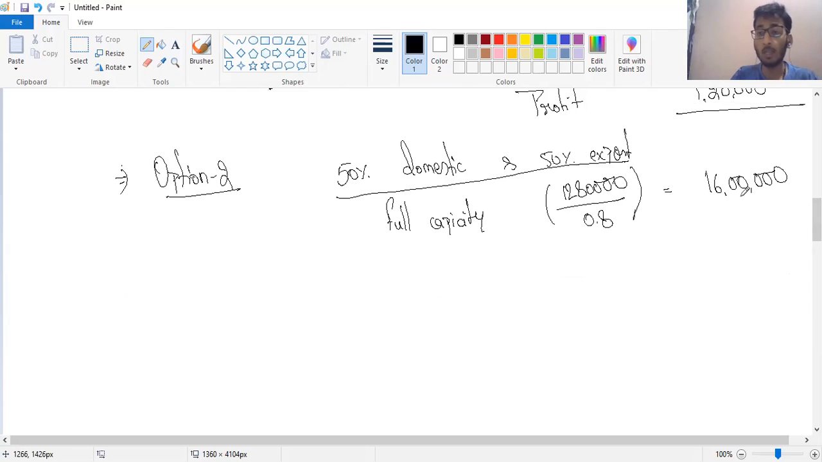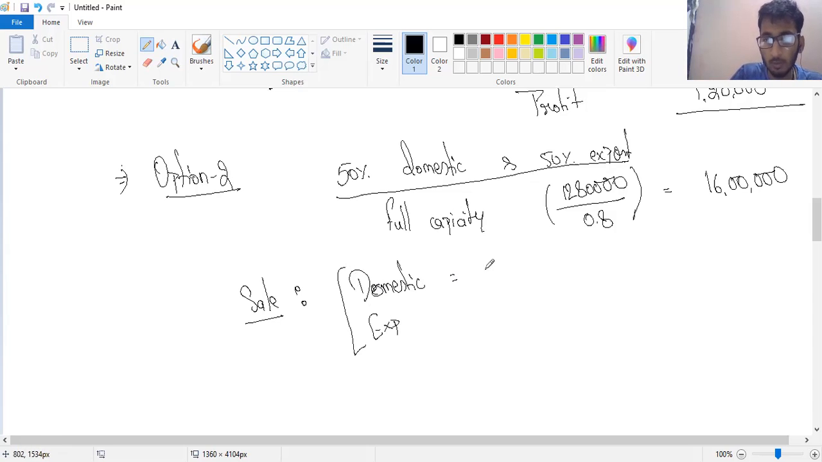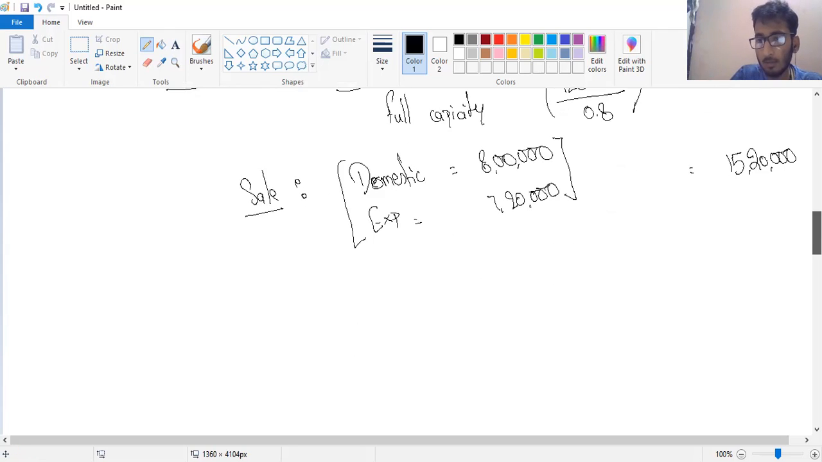Now I need to divide 50% for the domestic and 50% for the export. So what would be my sale? For domestic, it would be 50%, so I can say 8 lakh. And for export, it would be 7 lakh 20,000. Why 7 lakh 20,000? Because it is 90% of 8 lakh. So 15 lakh 20,000 would be my sale. Correct.